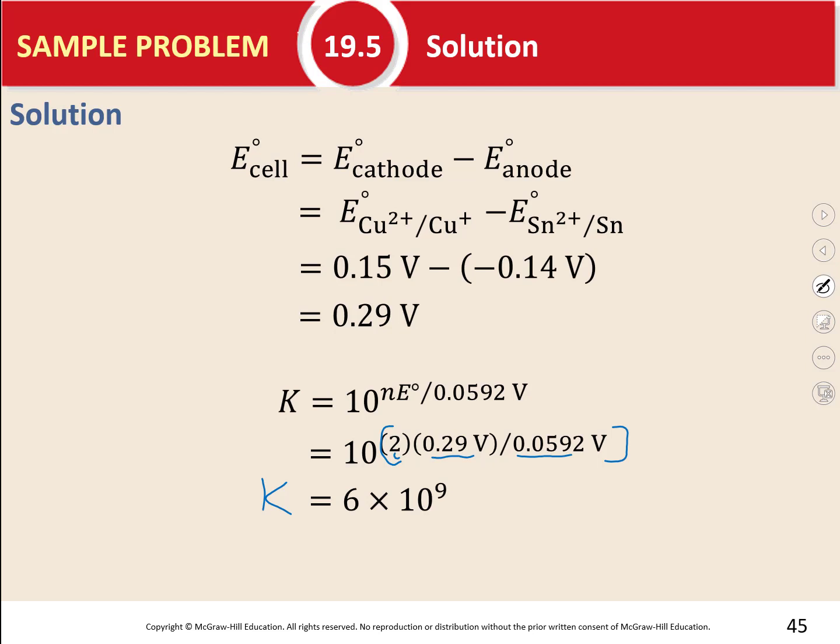So K very big, therefore the reaction goes mostly forward and you end up with mostly products. Our E standard cell here was positive. So if the E standard cell is positive, then the reaction is what? Spontaneous or non-spontaneous? If E standard is positive, then the reaction is spontaneous at standard state conditions.